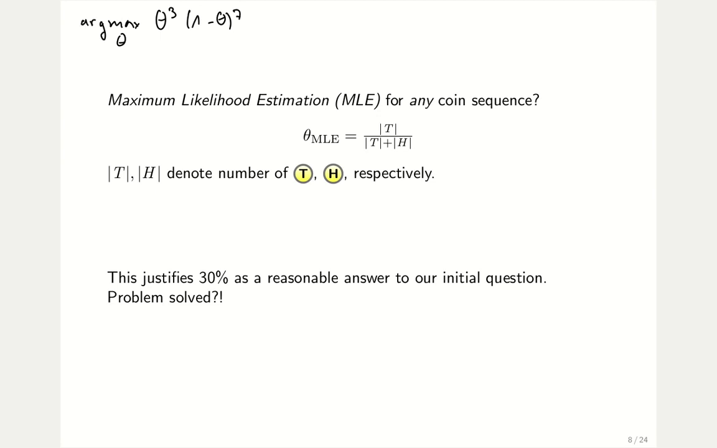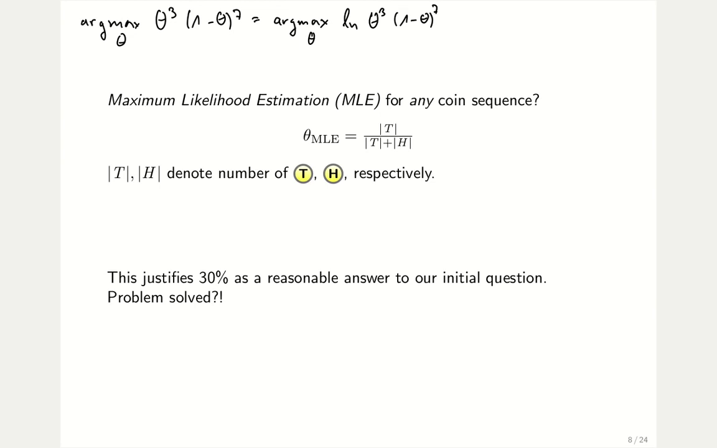So what we're doing is an argmax. Argmax means we want to know the value of theta where this function is maximized rather than the maximal function value. And now this monotonic function trick implies that this is actually the same as finding the argmax with respect to theta of the log of theta to the third times 1 minus theta to the 7.